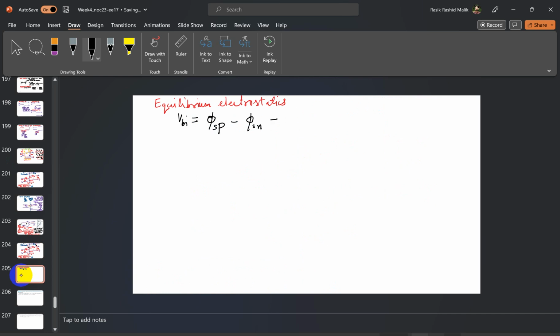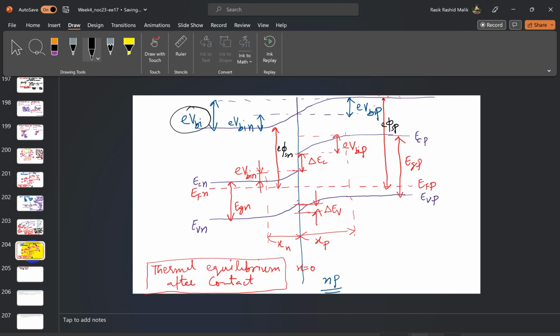Now, going back to the figure again, what is the value of this phi SP? So now we have to look into the figure again and calculate phi SP. So phi SP is simply the E chi P, up to this point, the conduction band energy, right, on the p side, and then we will add the energy band gap, and then we will calculate this difference, which will be doping dependent, right?